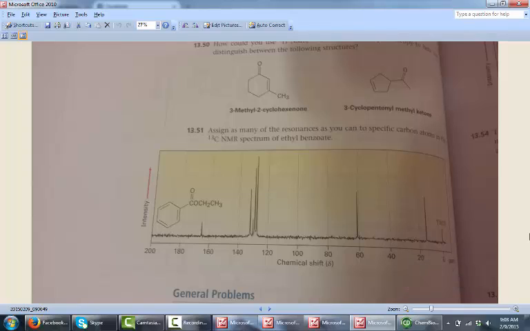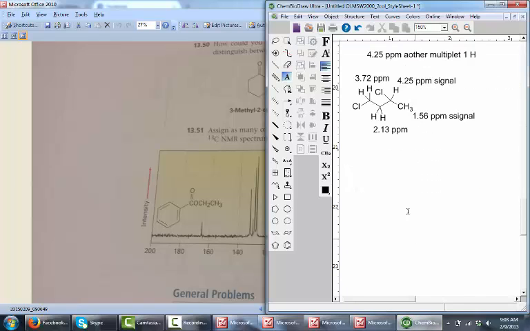Alright, let's move on now to do a problem in carbon NMR spectroscopy, okay, just for a change of pace here. So this is 13.51 in the textbook. And if I look at the spectrum, the question is: assign as many of the resonances as you can to specific carbon atoms in the carbon-13 NMR spectrum of ethyl benzoate. So here I'm going to redraw ethyl benzoate so we can talk about it.